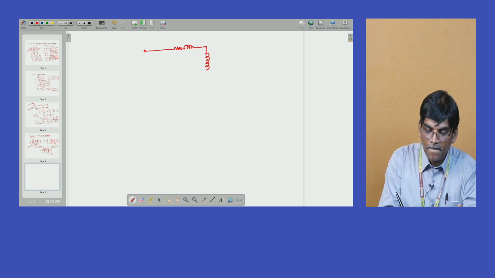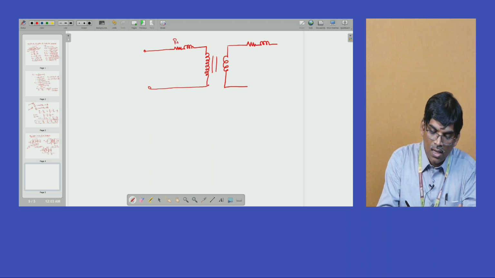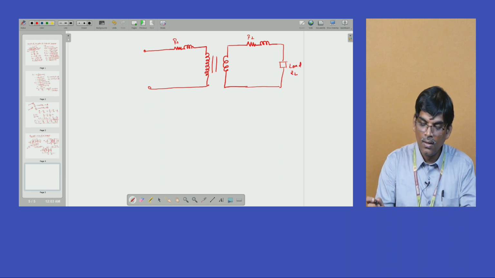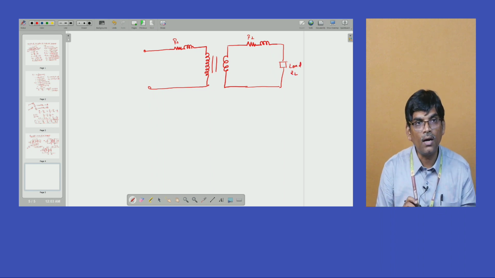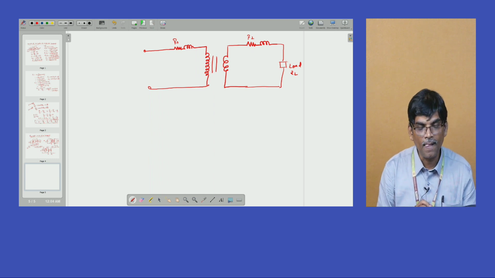this is the equivalent circuit of the transformer. Secondary also offers some resistance. This is called R1, this is called R2. Once it is connected to the load, some ZL. And how can you represent practically any transformer?